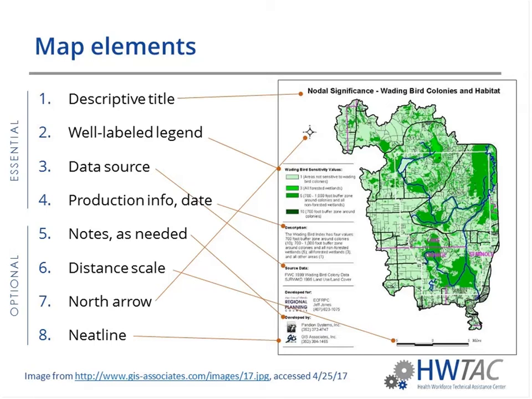Having the production information and a date is very useful. Give yourself credit where credit is due. It's produced by the Cecil G. Sheps Center at the University of North Carolina at Chapel Hill. It was produced in April 2017. I put footnotes as needed as optional. If you have footnotes, put them on the map so people know what they're looking at. If you don't have notes, don't worry about putting them on.